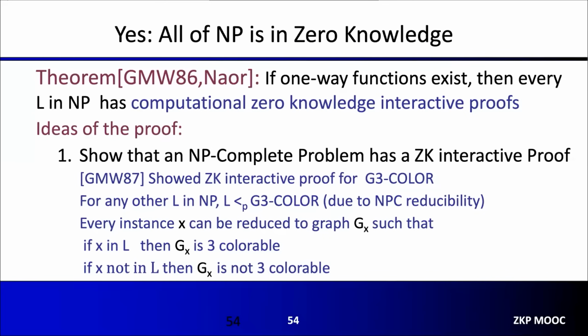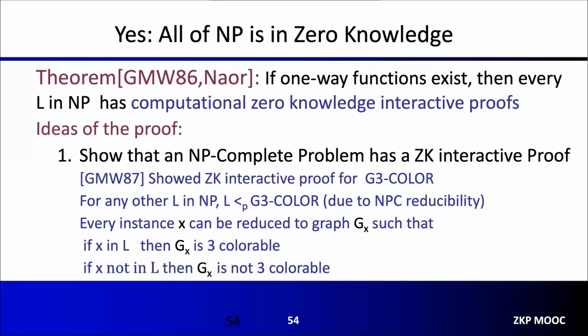This is essentially the simplest assumption that we use in cryptography. It will be covered in the supplementary material, but for now, let's just assume that factoring is hard, or discrete logs are hard, or bilinear maps are hard. That will be an instantiation of a one-way function. And then they showed that for every language in NP, there is a computational zero-knowledge interactive proof. It won't be a perfect one, but it will be using the general definition of computational.